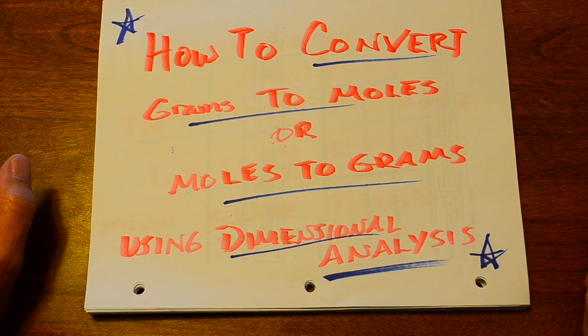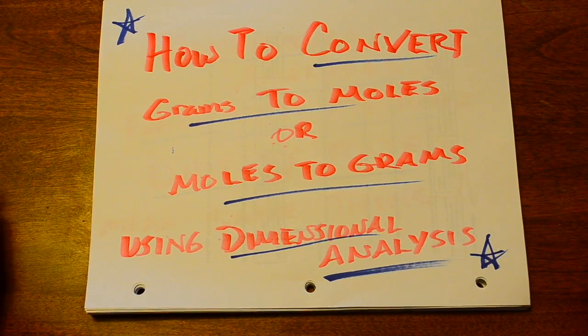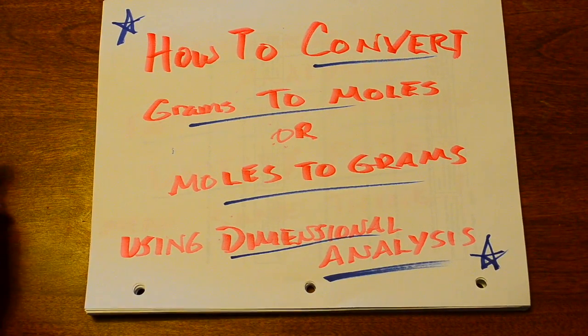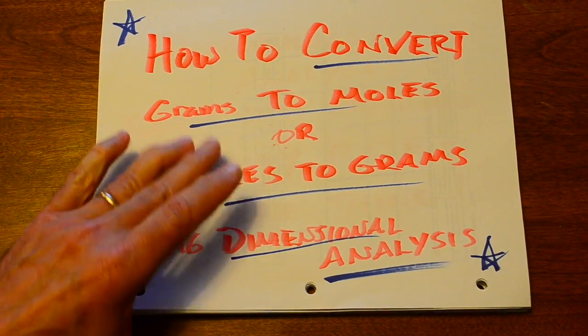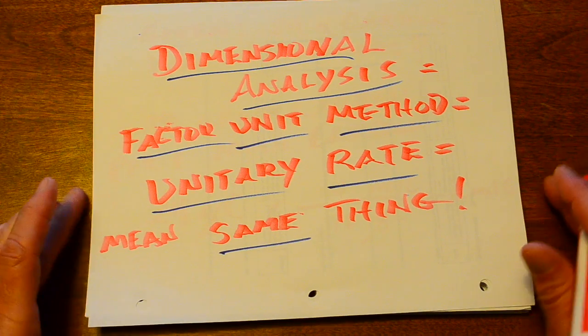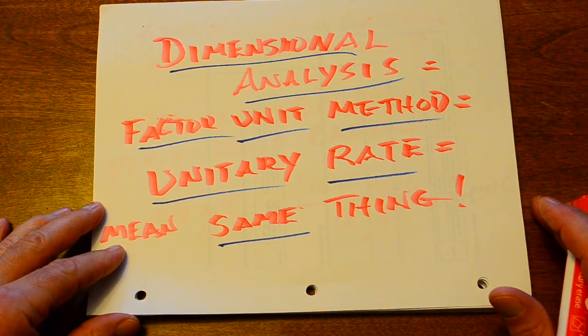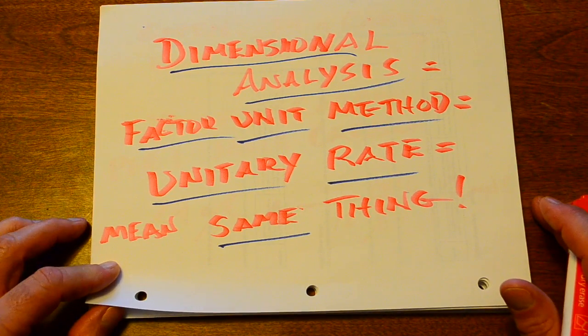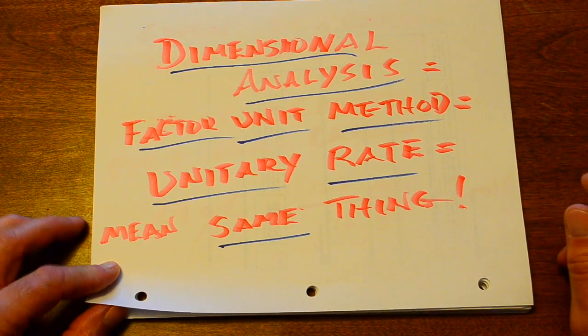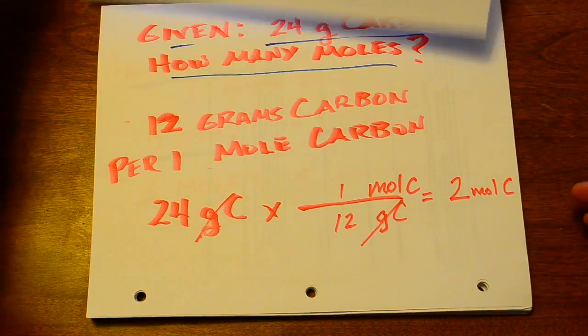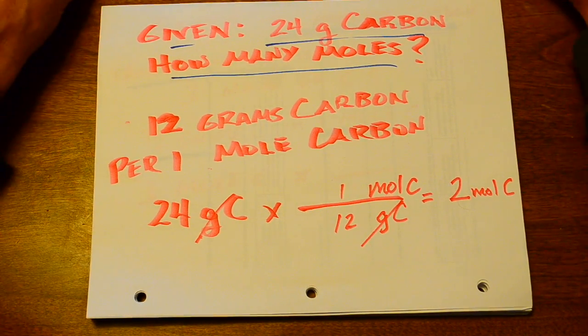Okay, by now you're wondering how to convert grams to moles or moles to grams using dimensional analysis. By the way, dimensional analysis is the same as the factor unit method or unitary rate. They all mean the same thing. You may find different ways of defining it in different books.